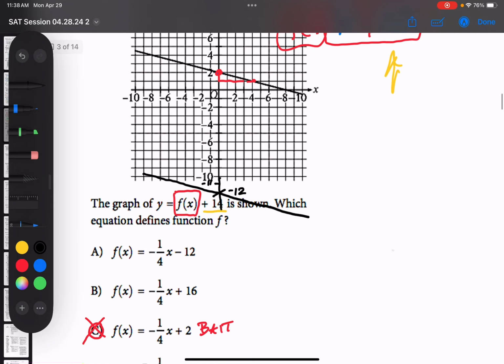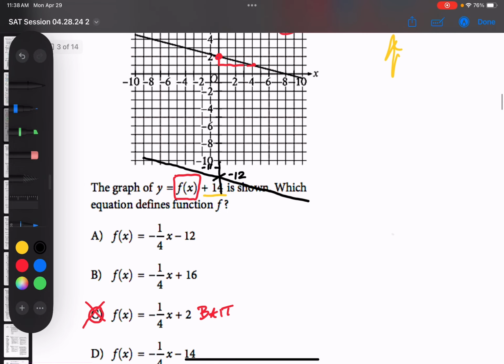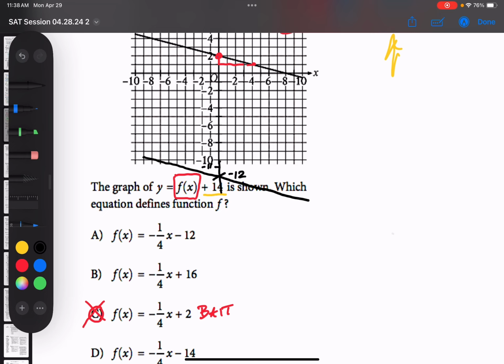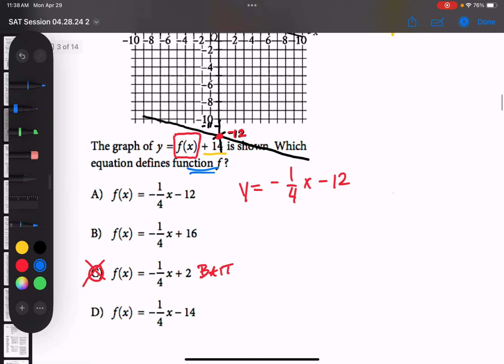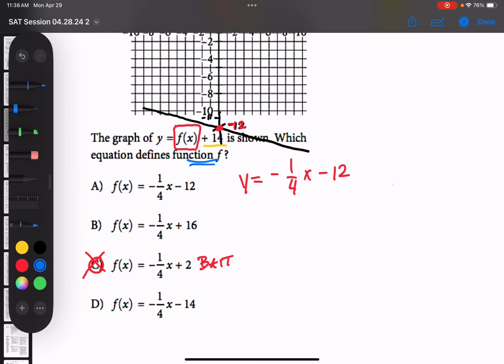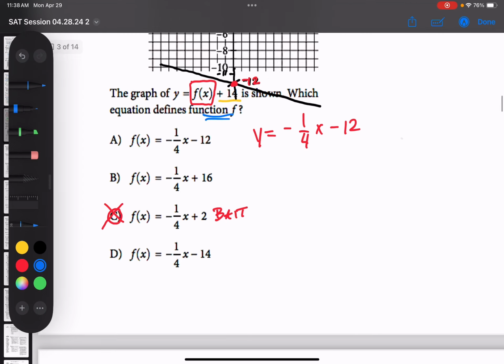You guys get the game? So then which one is the right answer? The black line is crossing through the y-intercept at that point, which is negative 12. So your slope did not change. So really it's y equals negative 1 over 4 x minus 12. That is the function that we originally used before we raised it by 14. And so your best answer is, dun, dun, dun, dun, dun.